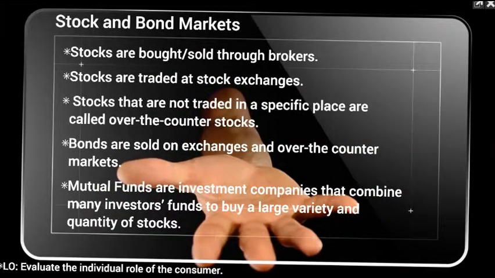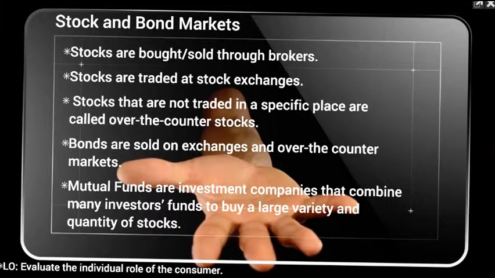Stocks are bought and sold through brokers. Stocks are traded at stock exchanges. Stocks that are not traded in a specific place are called over-the-counter stocks. Bonds are sold on exchanges and over-the-counter markets.